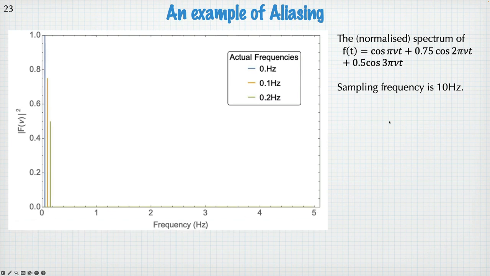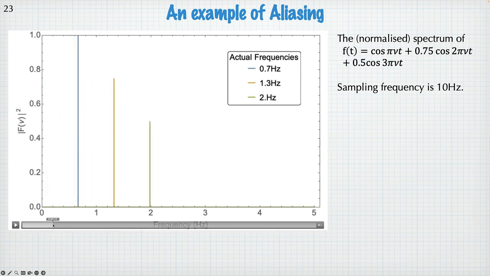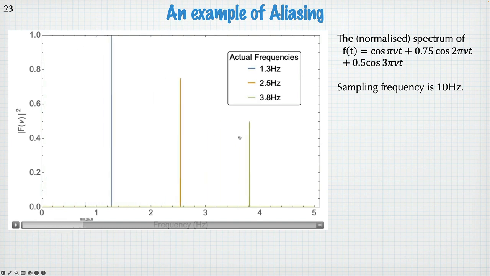5 Hertz is my Nyquist frequency because in this example I'm sampling at 10 Hertz. So as long as my frequencies are less than my Nyquist frequency, the actual frequency I'm injecting into my system here is well represented by my Fourier transform. Everything works out just fine.